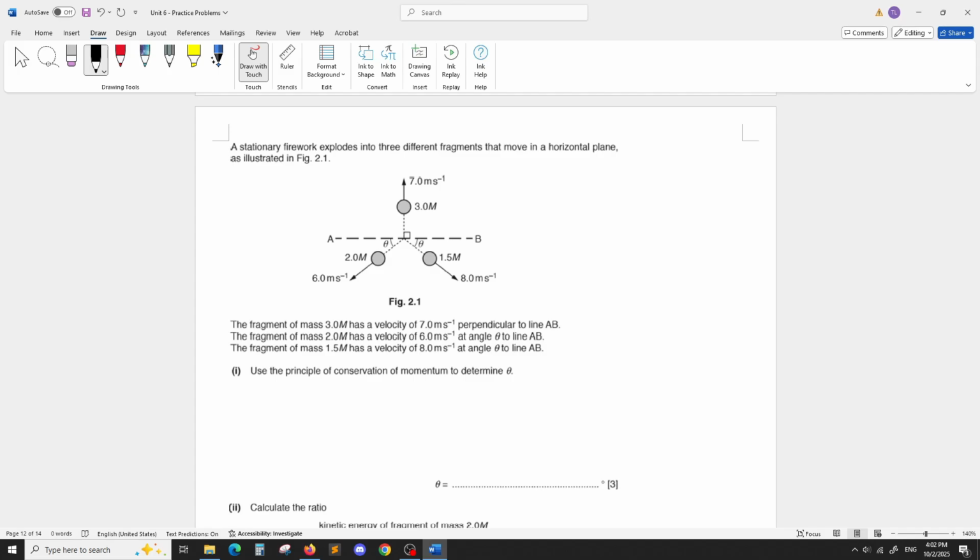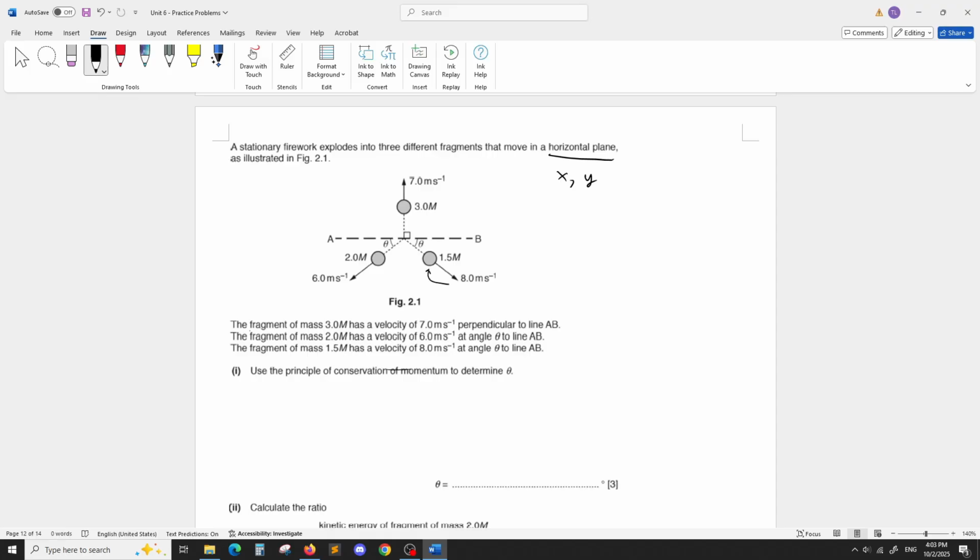Okay, so for this problem, a stationary firework explodes into 3 different fragments that move in a horizontal plane, which means that the general idea of this is in 2D, so we have to usually consider x and y directions. They just give us information for the balls, which is all denoted inside the diagram. Use the principle of conservation of momentum to determine theta.